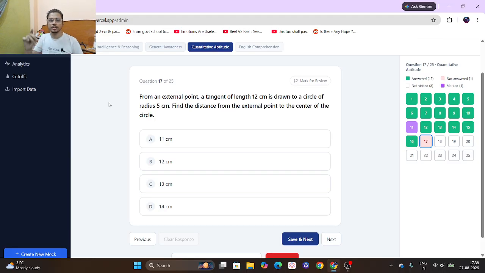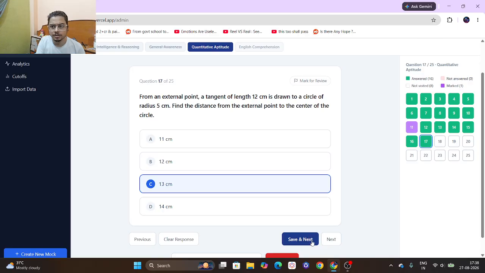From an external point, a tangent of length 12 centimeter is drawn on a circle of radius 5. हाँ तो 12 square plus 5 square, 13 आ गया, पूरा length 13. Find the distance from the external point to the center.